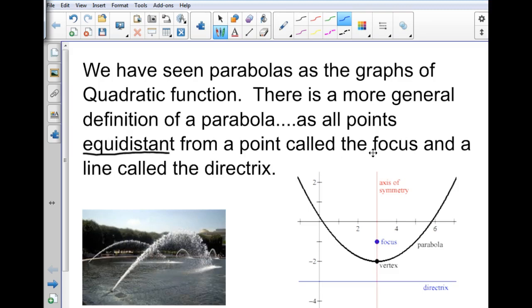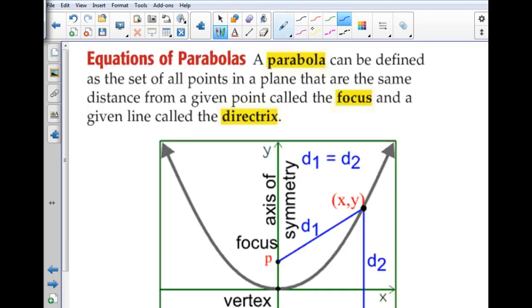Equidistant from a point called the focus, which is inside the parabola. If it's opening up, it's here. If it's opening down, then it would be inside the same place, upside down. And a line called the directrix, that's down here. So what that's going to imply is that this distance is equal to this distance, which is what I'm going to show you on this picture.